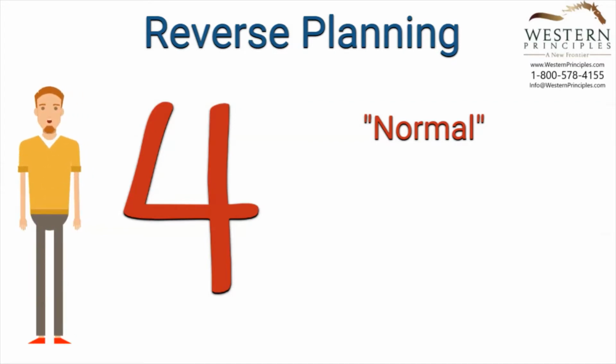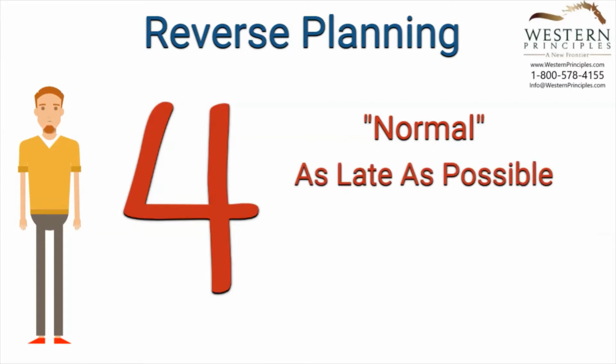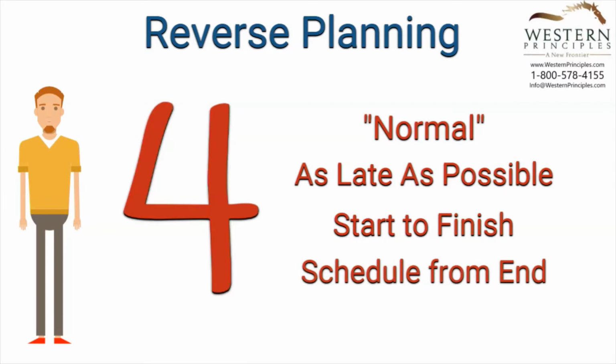There are 3 more scientific ways to do reverse planning in Microsoft Project. You can use the as late as possible constraint type for preceding tasks, you can use the start to finish relationships on preceding tasks, or you can get Microsoft Project to schedule the project from the end date. Let's look at each of these options.